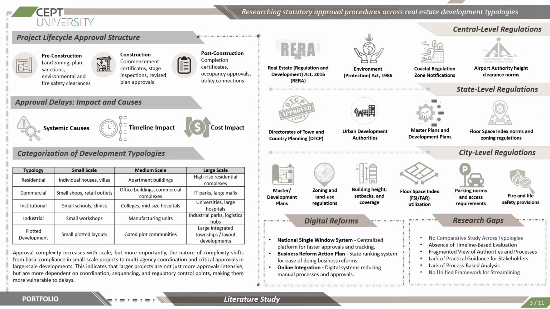The study also reviews recent digital reforms such as the national single window system, business reform actions, and the online approval platforms, which aim to simplify the approval process. However, the literature identifies several research gaps. Existing studies lack comparative analysis across different development typologies, timeline based evaluation, process based understanding, and practical guidance for the developers. There is also no uniform framework available for streamlining these approvals. These gaps form the foundation and justification for this research.